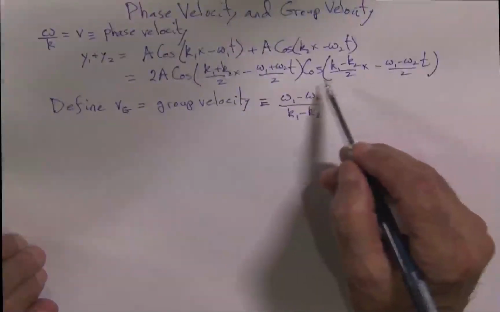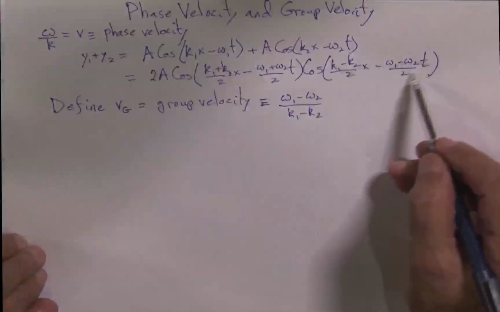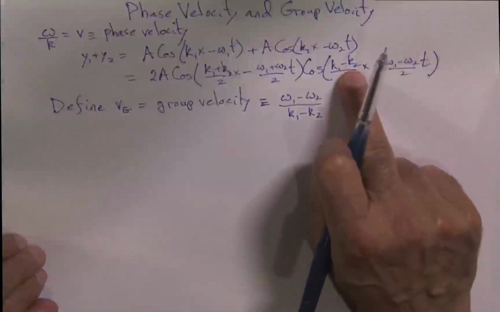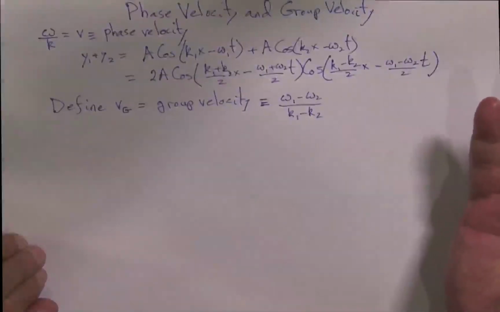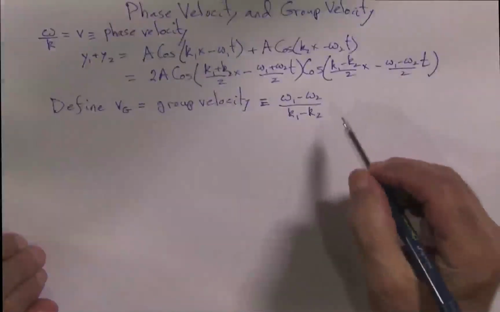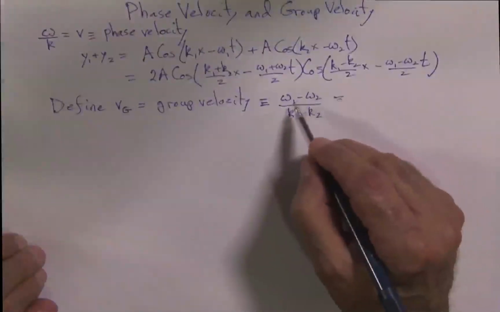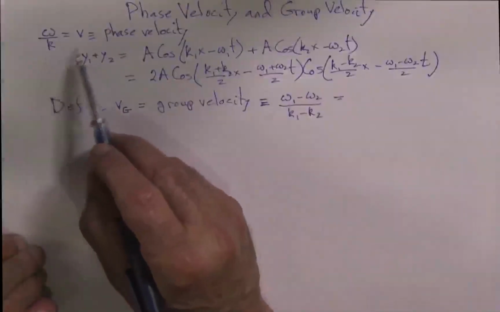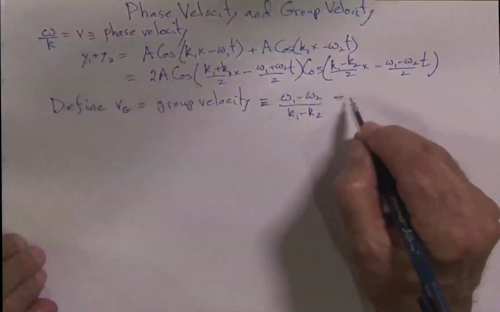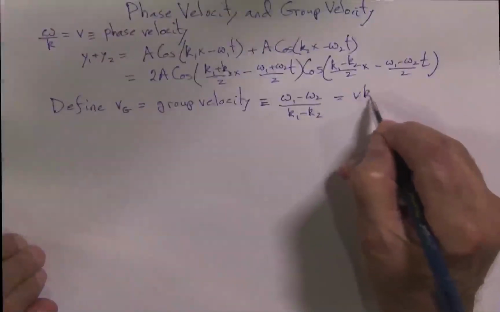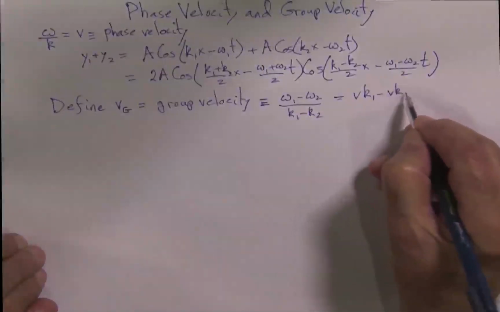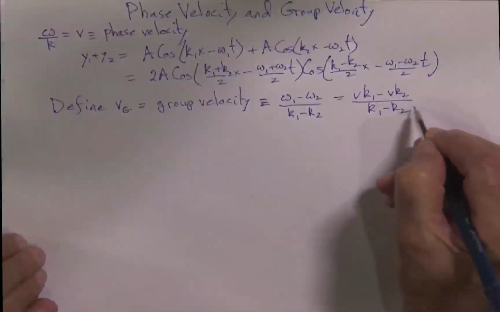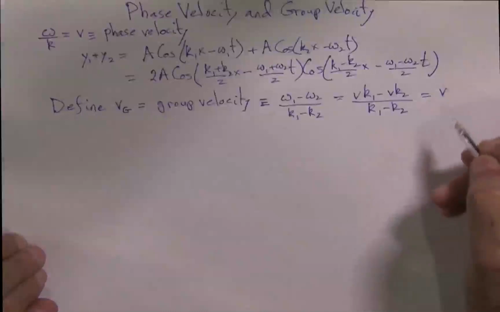How fast is it traveling? Well, that means if you want to keep the phase of this thing here constant, then this must be equal to that, or it could be this equals that plus a constant. Now let's see, if both omega 1 and omega 2 are equal to v times k, then omega 1 is v times k1 minus omega 2, which is v times k2, and we divide by k1 minus k2, and this is equal to v.